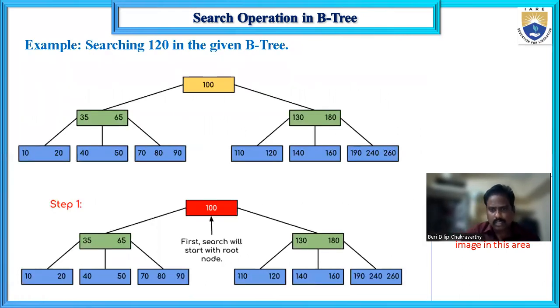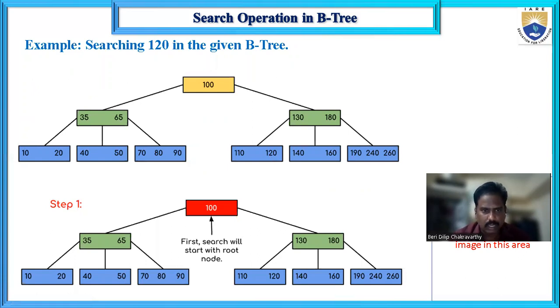Observe here, you are searching for the element 120. First I go to the root node. As 120 is greater than 100, I move to the right side. Here I found 130 and 80, so I compare with these elements. 120 is less than 130, so I move to the left side. Here there are 110 and 120, so I found the element in the leaf node, and I display it as successful.